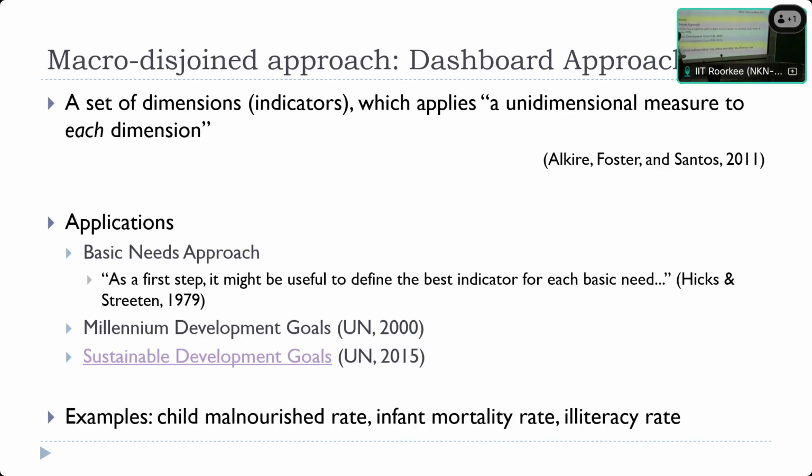So the basic needs approach, for example, you look at different indicators of basic needs. There was no possibility of aggregating them. Millennium Development Goals, Sustainable Development Goals. The examples would be child malnourishment rate, infant mortality rate, illiteracy rate. So you leave them as they are, as if they're separate things. And in some cases, you have to understand aggregation is not possible.